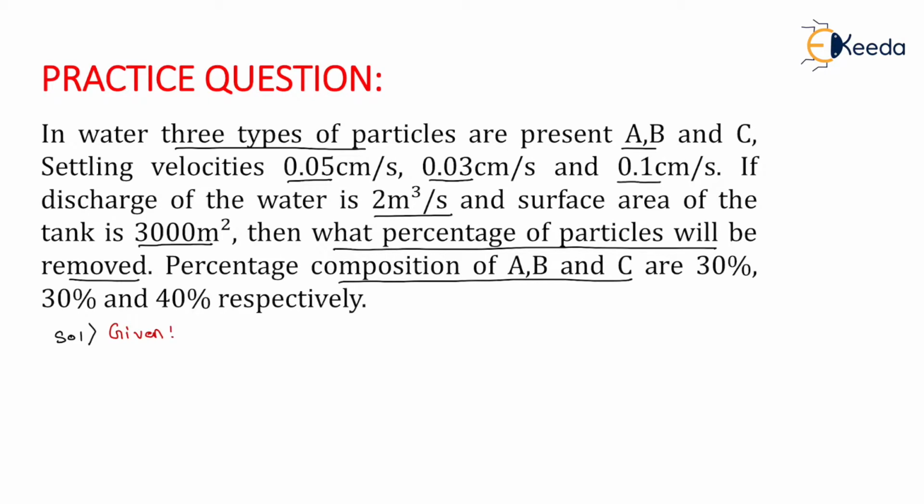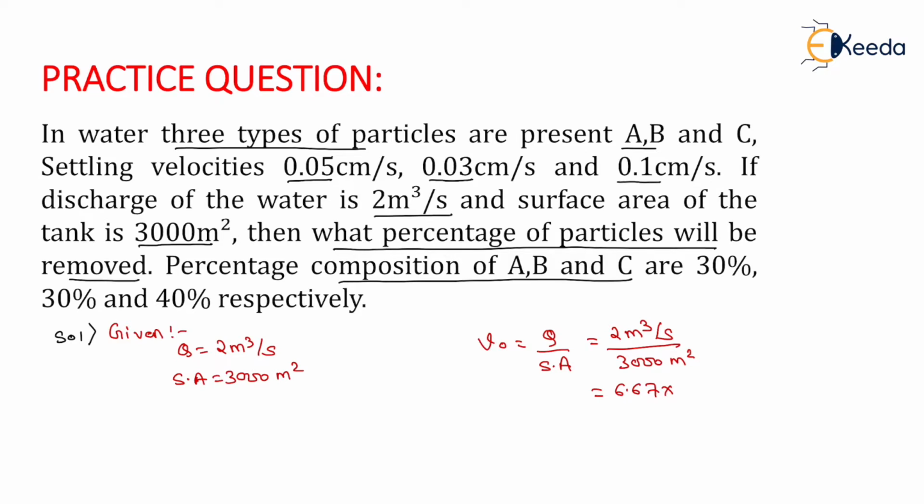Now for V naught, what will be the formula? V naught will be equal to discharge upon surface area. Discharge is given in the question as 2 meter cube per second, and surface area is 3000 meter square. So we put these values here: 2 meter cube per second divided by 3000 meter square. We get 2 divided by 3000, and it comes out as 6.67 into 10 to the power minus 4 meter per second.